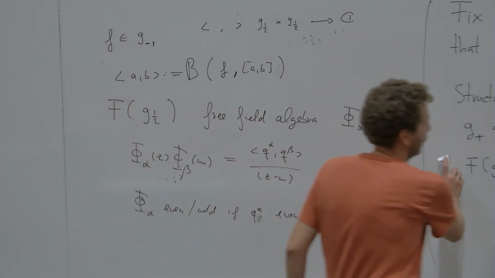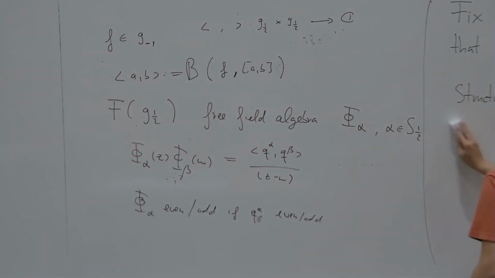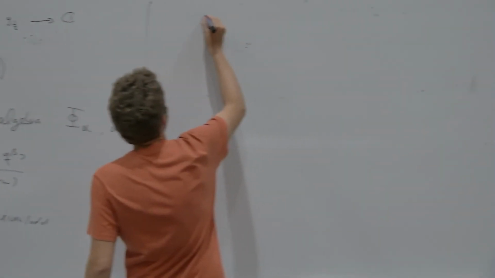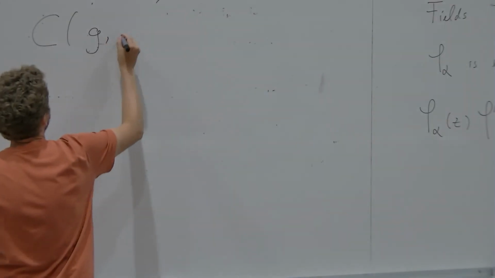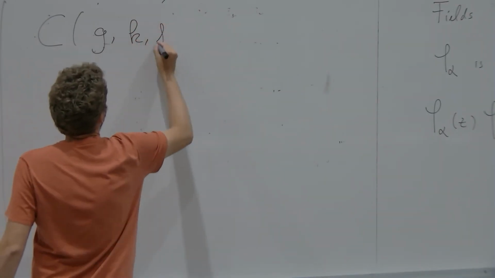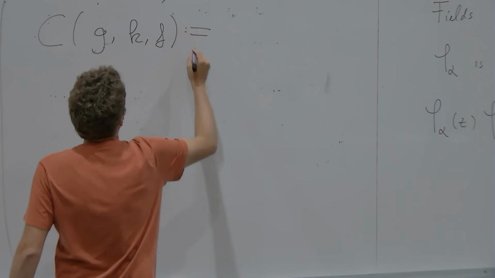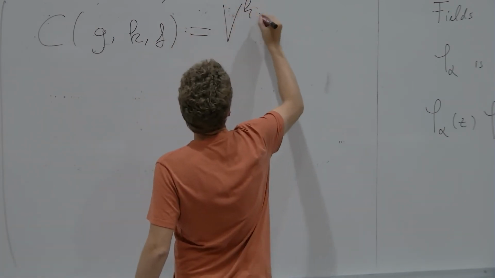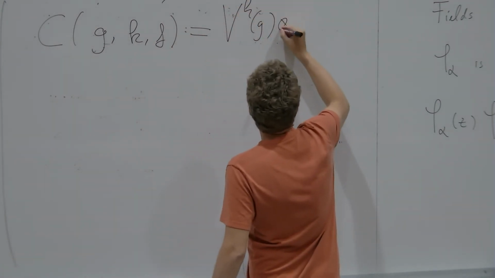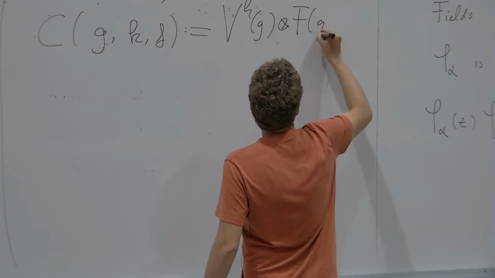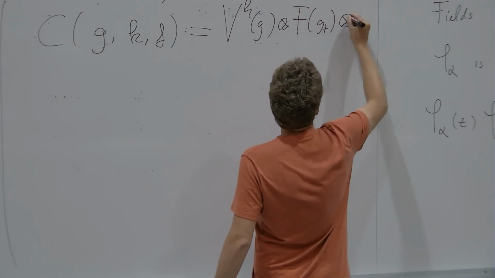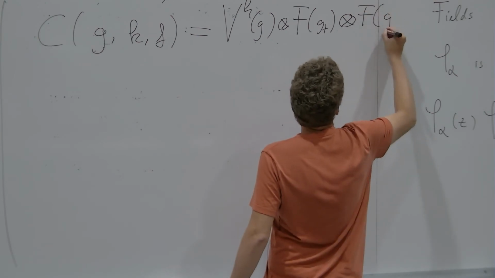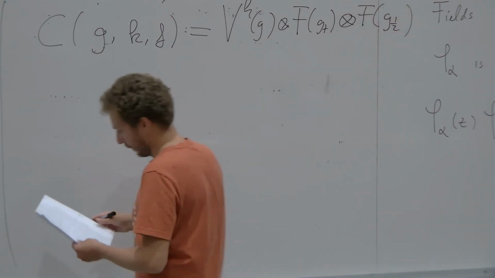Good. Now having this, the complex is the affine vertex algebra times these two free field algebras. So we denote here the C of, and now what does it depend on? It depends on these three parameters, and it's our affine vertex algebra at level K times the free field algebras. Okay, and what's the differential?